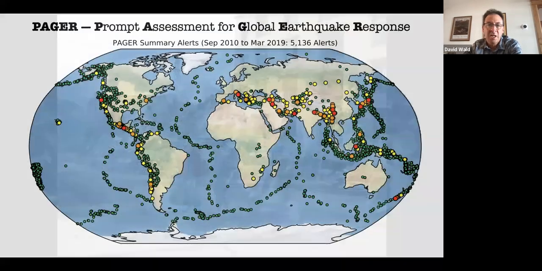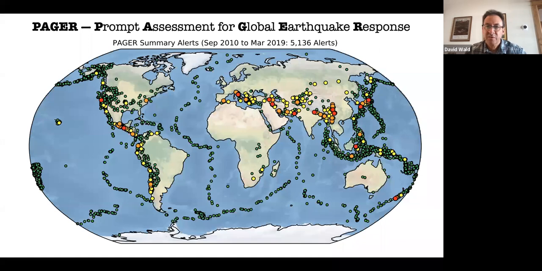And one of the systems that we've developed since is called the Prompt Assessment of Global Earthquakes for Response, or PAGER system. And I'll be talking about this quite a bit more as we go. But basically, the system here is meant to take all the earthquakes that we locate at the National Earthquake Information Center, and determine their importance in terms of whether they're going to require response.